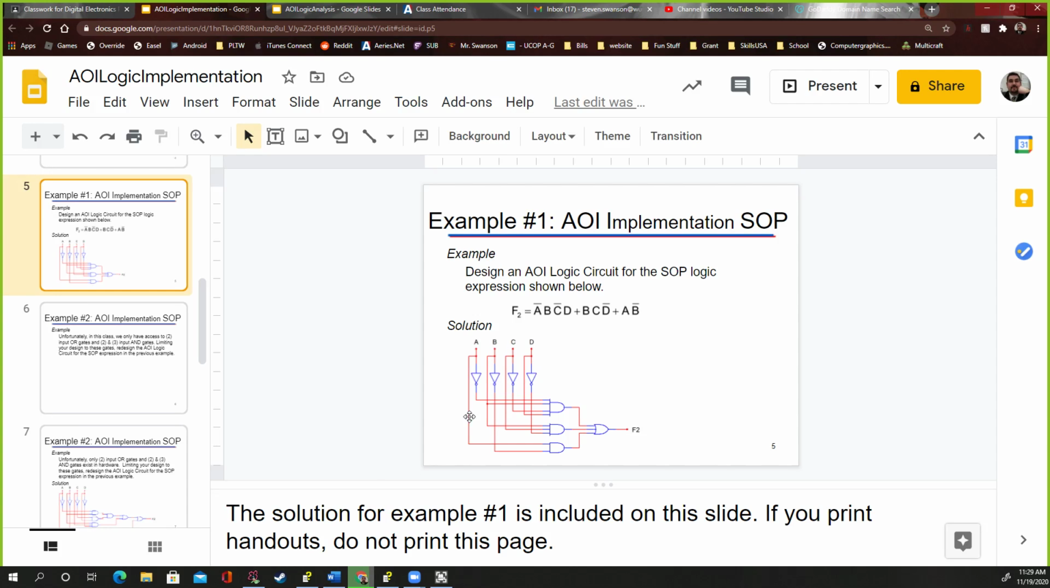Let me get my pen out. So we're going to say that F1 is equal to A, B, C, D, and A, B, C, D, B, C, D.